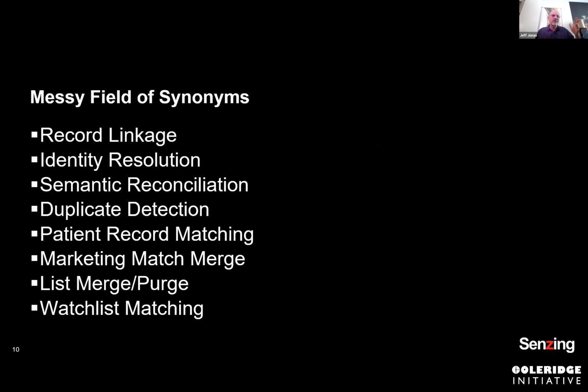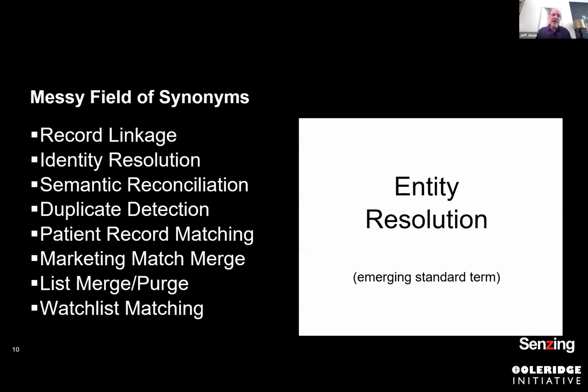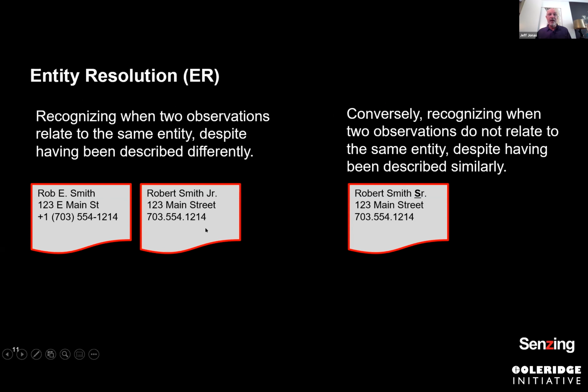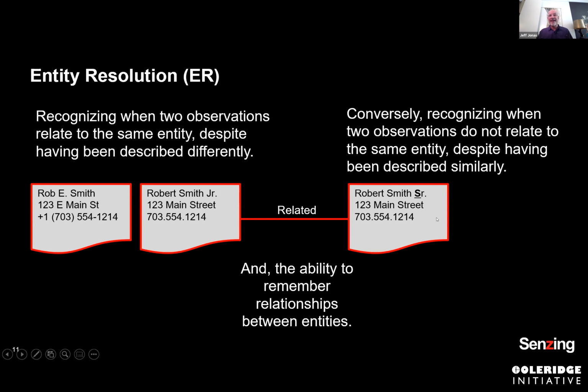There's a lot of different names that go around record linkage. Identity resolution, duplicate detection, patient record matching, marketing match merge, watch list matching, all of these are different terms that are used. And by the way, there's 3 times as many as this. But the term that the world seems to be settling on is entity resolution. I've defined this and put it out there for consideration: it's recognizing when 2 entities are the same despite being described differently. There's a lot of differences between these 2 records. Conversely, it's recognizing when 2 observations do not relate to the same entity despite having been described similarly. Here, there's only 1 letter off. And at the same time, remembering these are all related.